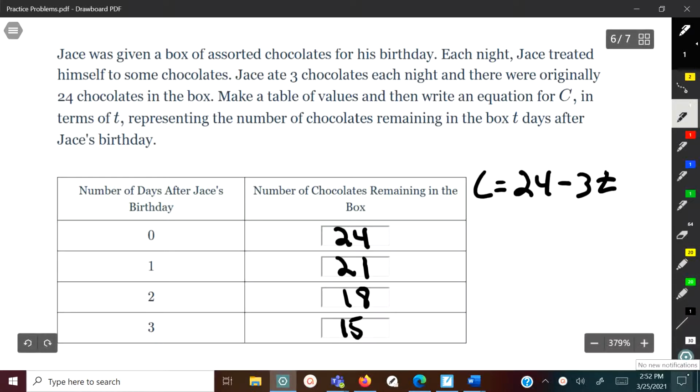Alright, this should be what you get. Okay, so Jay started with 24 cookies, or is it chocolates? 24 chocolates. And he ate 3 every night. So 24 minus 3 minus 3 minus 3. So you begin with 24, you subtract 3 times the number of days past the birthday. Okay? And that is making a table and a linear function given a particular situation.